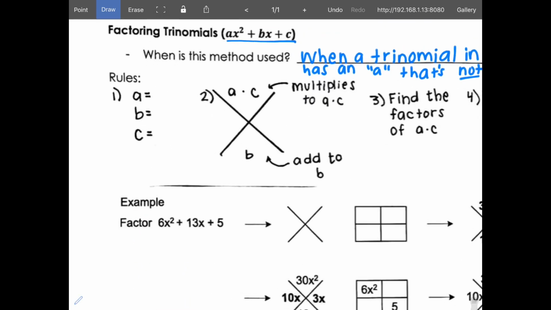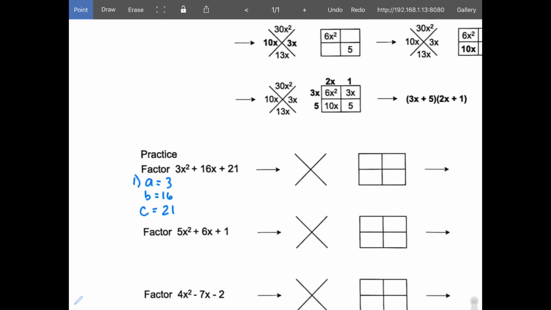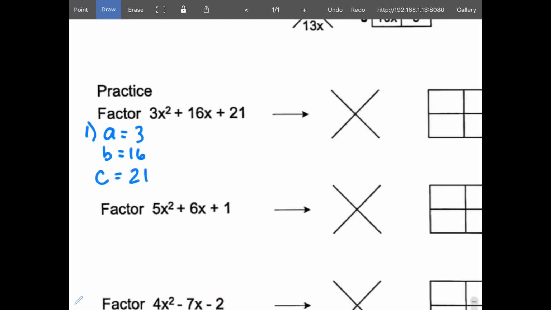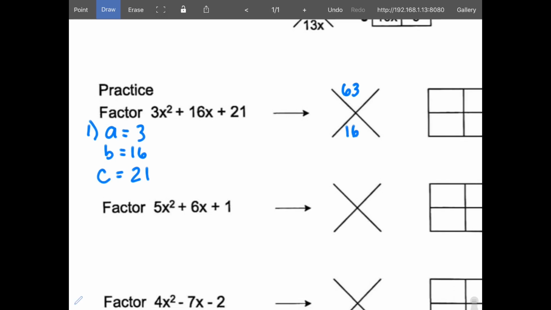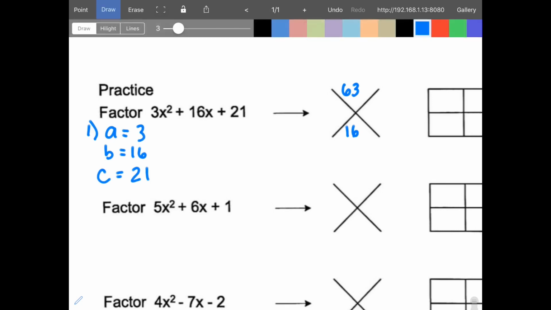The second step is to multiply A times C, and find some number that adds to B. So it has to multiply to A times C and add to B. So let's do A times C, 3 times 21. That's going to be 63. And it has to add to 16. This up here is A times C, and this term is B.